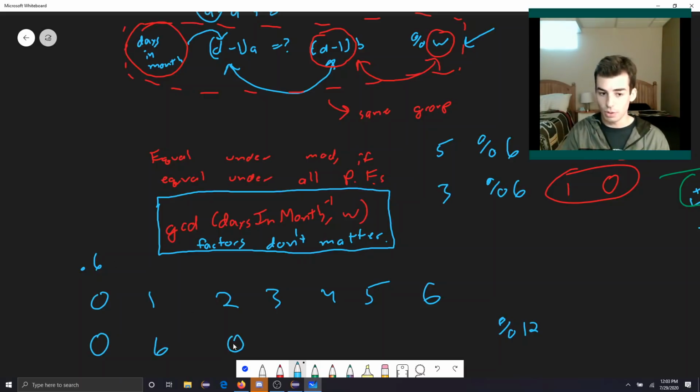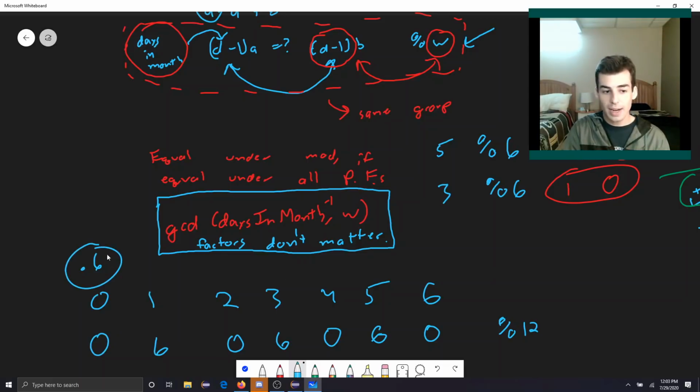12 mod 12 is 0. 3 times 6 is 18, mod 12 is 6. 4 times 6 is 24, which is divisible by 12, so it's 0. 5 times 6 is 24 plus 6, so it's 6, mod 12. And then 6 times 6 is 36, mod 12 is 0. Now you'll notice all of these are either going to be 0 or 6. They're all going to be divisible by 6.